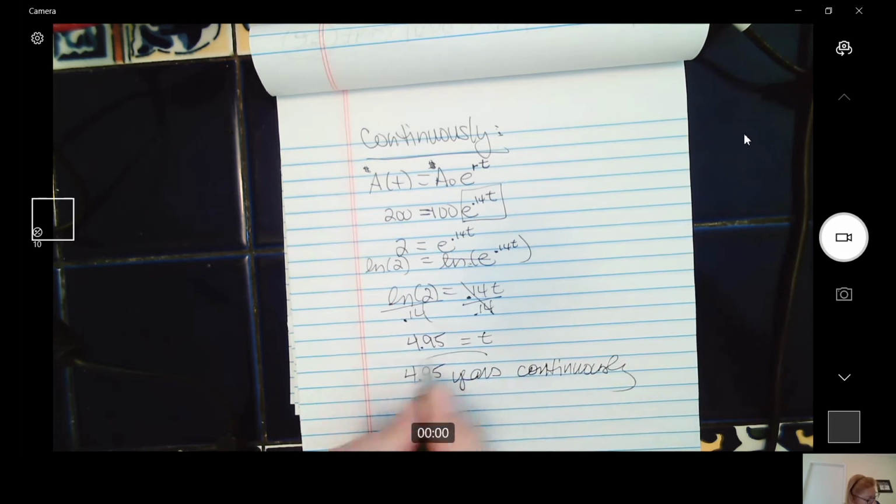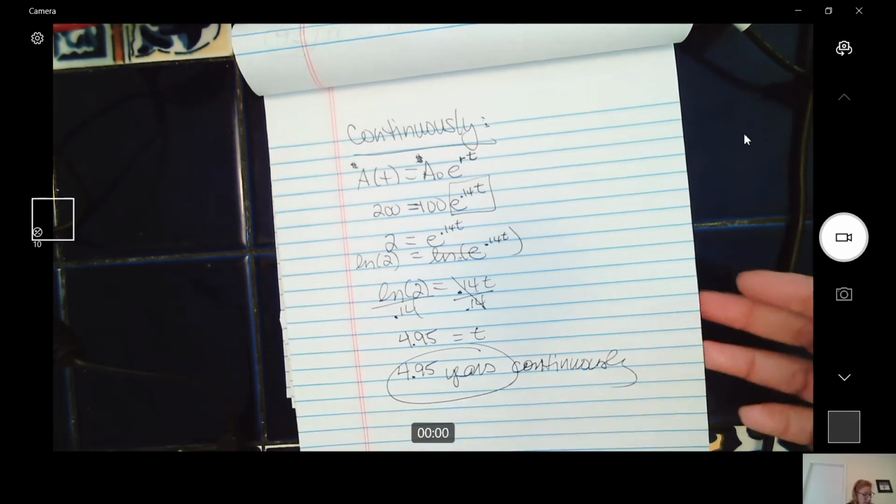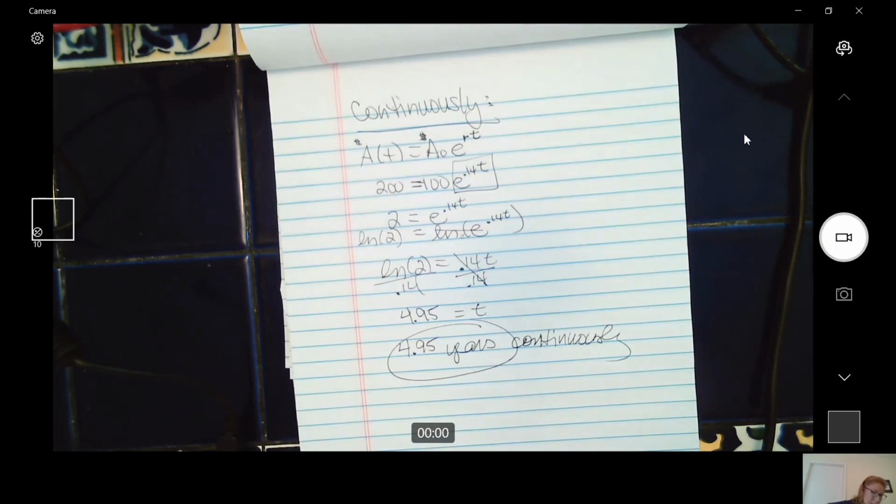Okay, so continuously should grow a little faster. So it doubles a little bit faster, 4.95. It's not a lot, but technically it's just growing a little bit faster. And then the other one was 4.98 because we were doing it in a slower monthly compounding, which is a little bit slower. Okay, so that's number 25, a couple of examples of how to solve these interest rate problems.